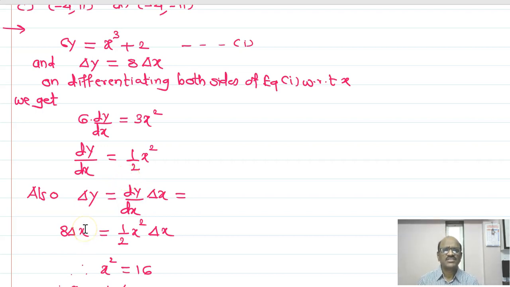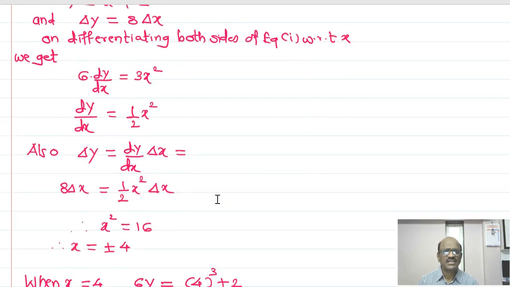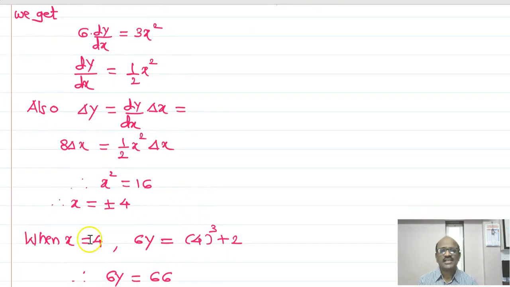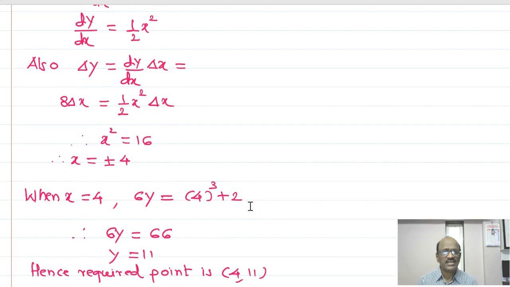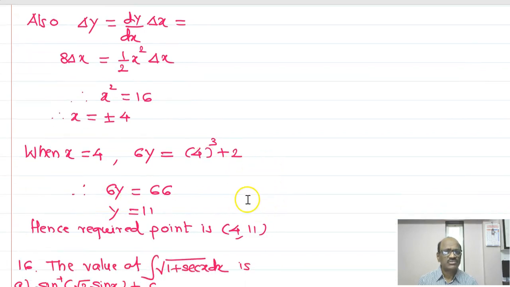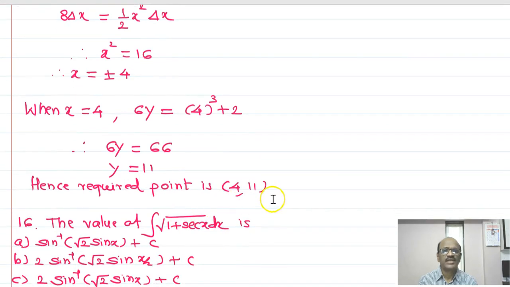And now what is the condition? That is delta y is equal to dy by dx into delta x. Now substitute the values, that is 8 delta x, the value of delta y is dy by dx, then you will get x squared is equal to 16, x is equal to plus or minus 4, and x is equal to 4. When x is equal to 4, 6y is equal to 4 cube plus 2, that is 6y is equal to 66 and y is equal to 11. Hence, the required point is 4 and 11.